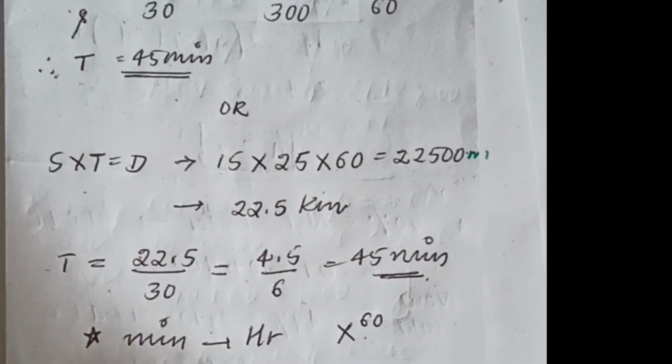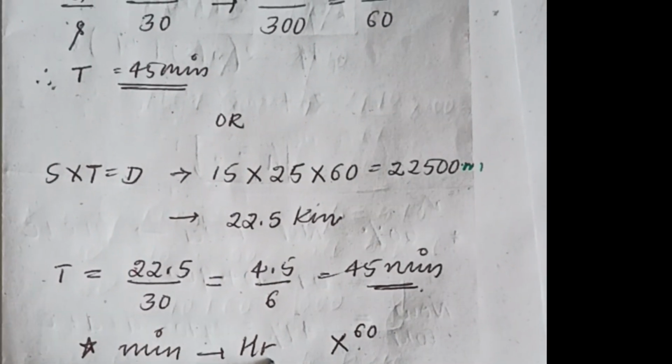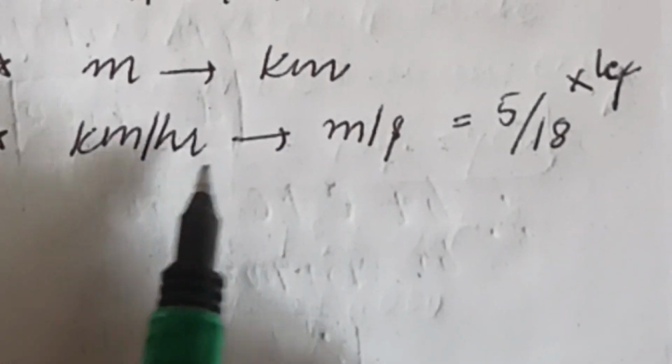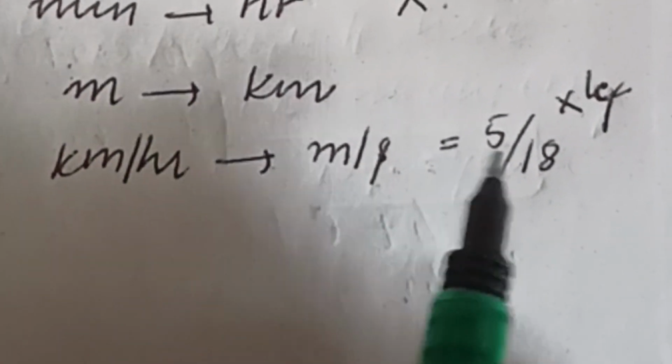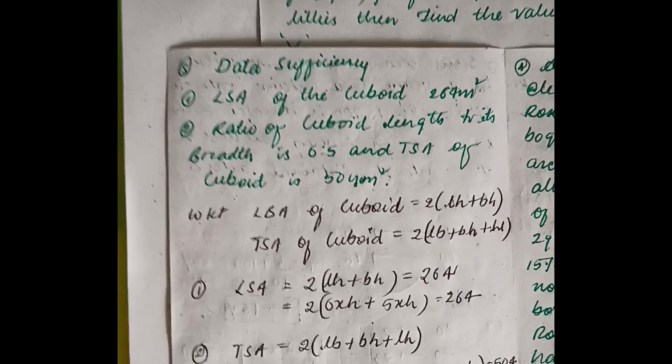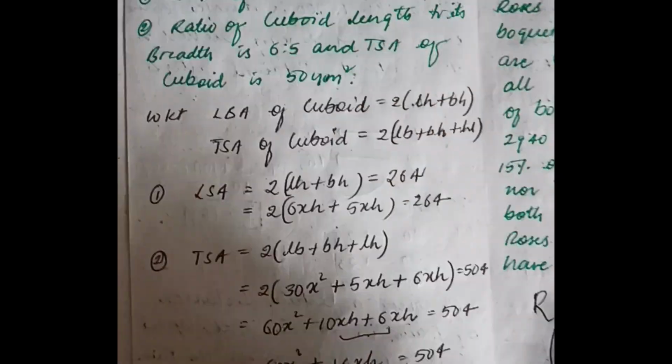I have also written some basics: if you want to convert minute to hour, we need to divide by 60, and if you want to convert kilometer per hour into meter per second, we need to multiply by 5 by 18 into that value. So next, we'll solve one data sufficiency question today.